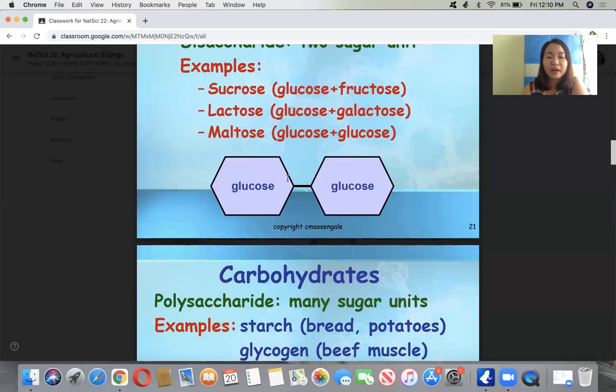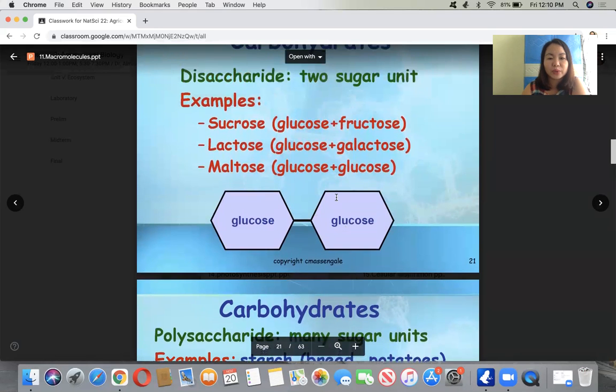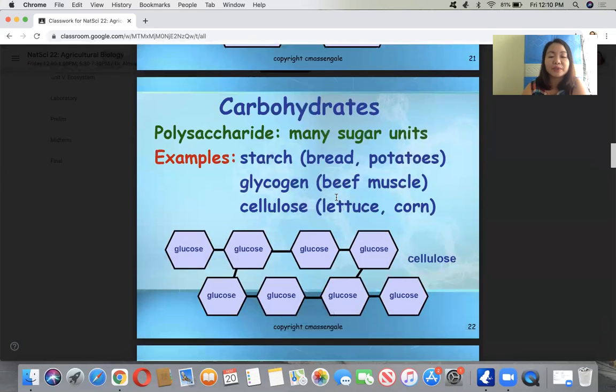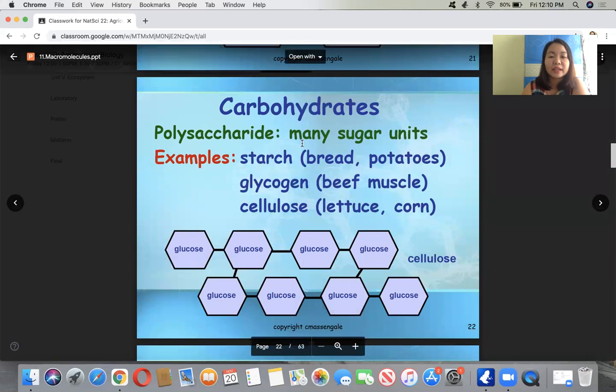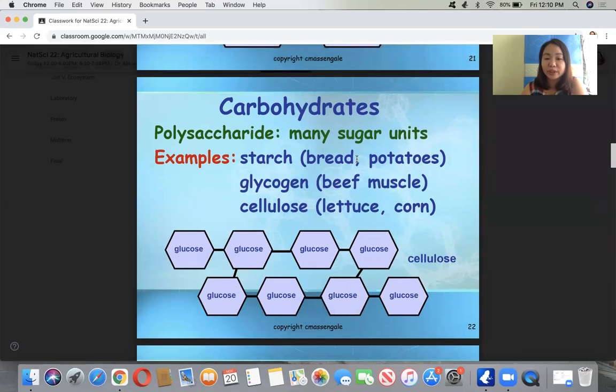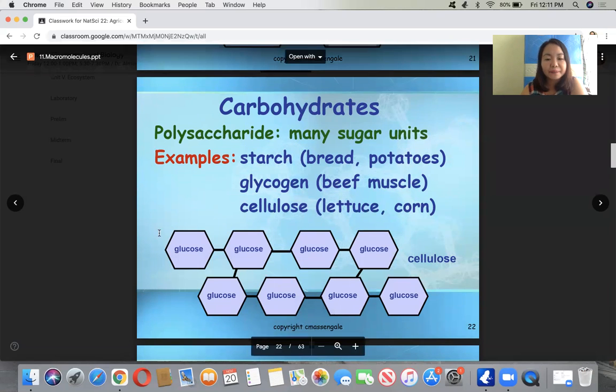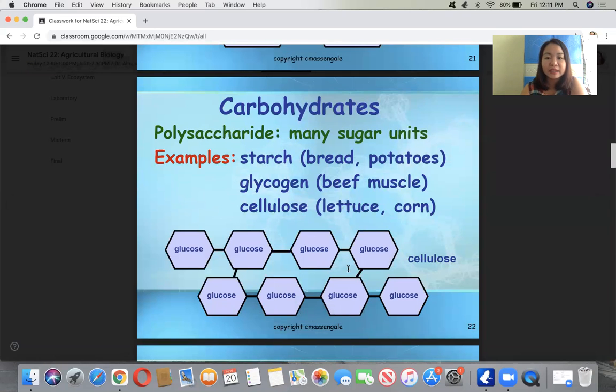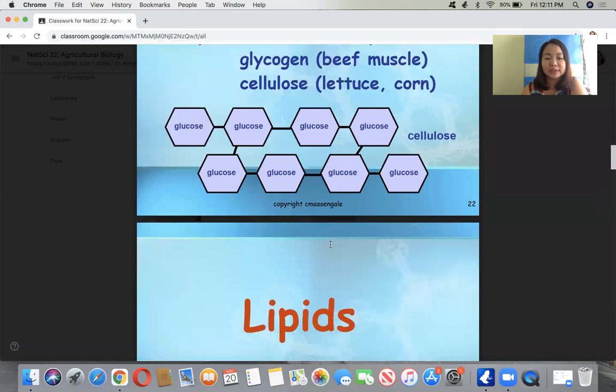So they are a combination of two glucose. For the carbohydrates, polysaccharides are composed of many sugar units. Examples are starch, which is found in bread and potatoes, glycogen, which is found in beef muscle, and cellulose, which is found in plants like lettuce and corn. So these are cellulose, composed of many sugar or glucose units.